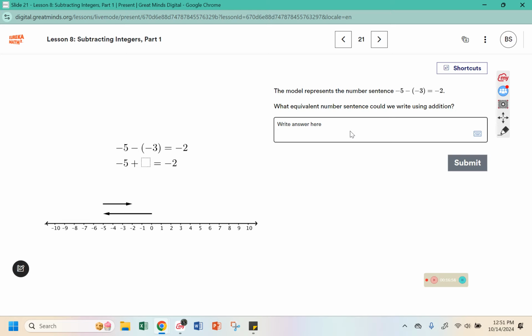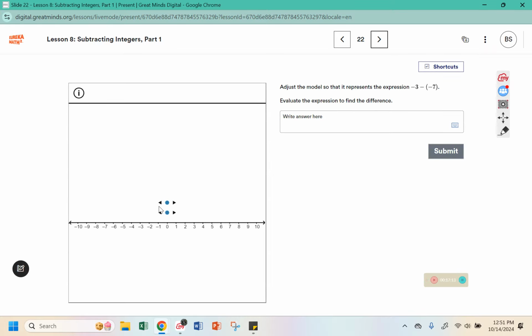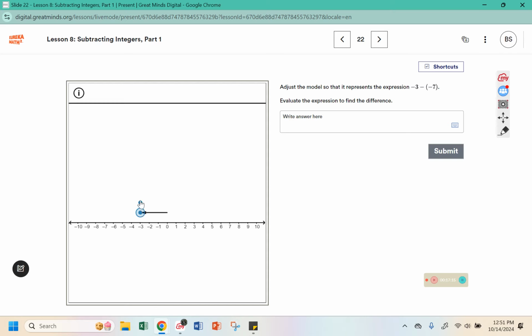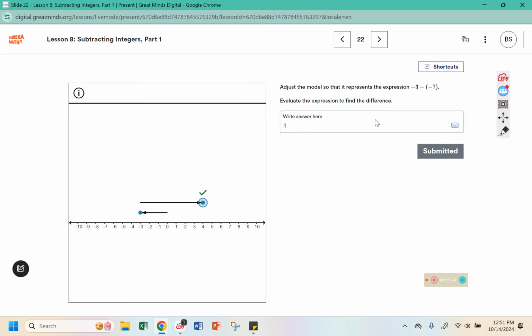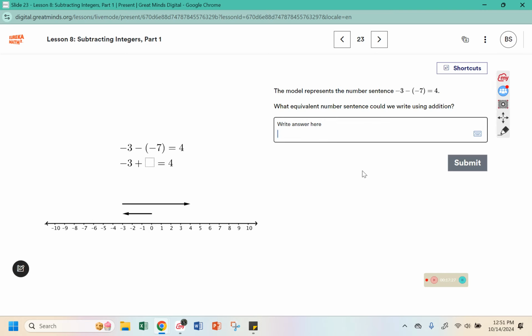What equivalent number sentence could we write using addition? -5 plus, and we change that to the opposite, so +3 equals -2. Adjust the model to show -3 minus -7. That's plus a +7. And that will put us at 4. What equivalent number sentence could we write using addition? So leave, change, change. And it still comes out to the same value of 4.